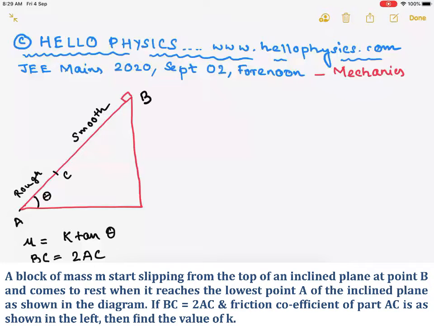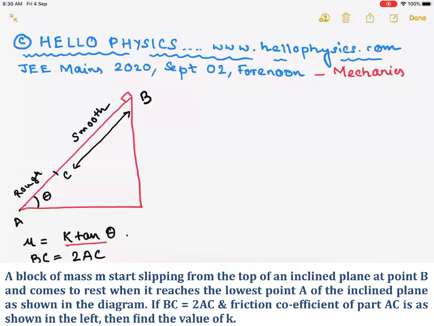In this problem from mechanics, it has been given that there is an inclined plane, but the surface of the inclined plane is divided into two parts. The part from B to C is smooth, and the part from C to A is rough, and the coefficient of kinetic friction is given by this relation, mu is equal to k tan theta.